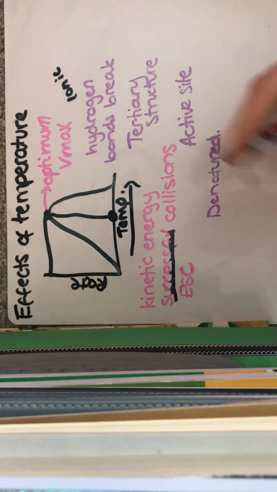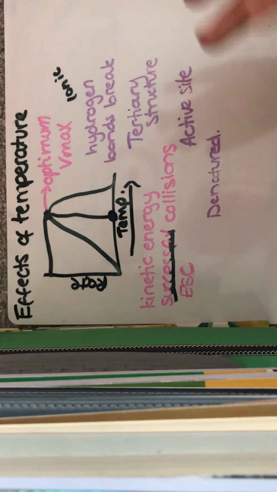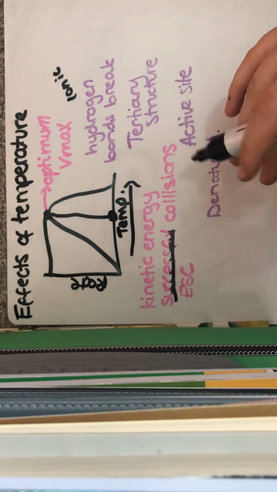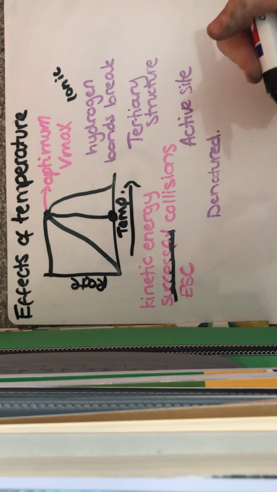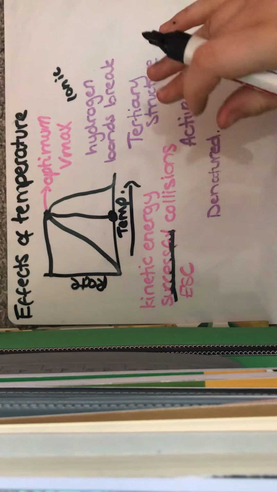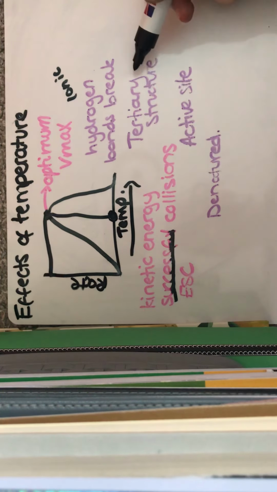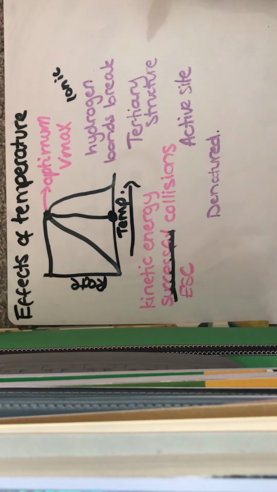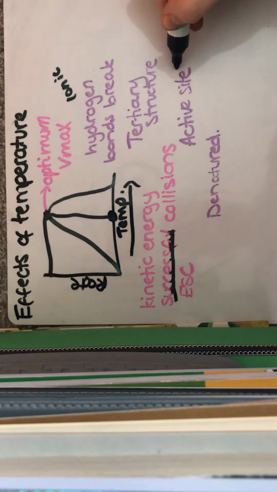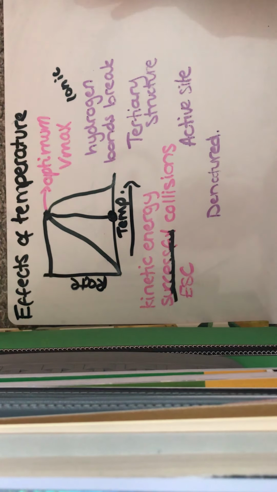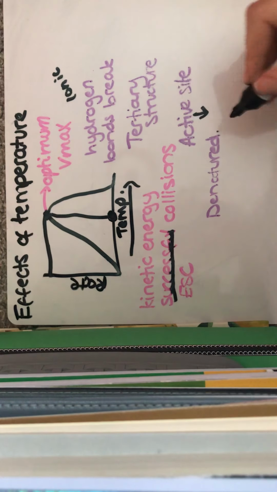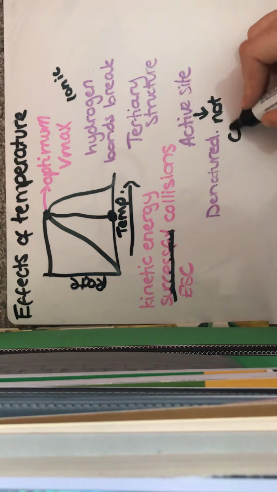because there'll still be a slightly complementary shape, but as we keep increasing that temperature, we're going to have more bonds breaking, and the tertiary structure of the enzyme is going to change. So the tertiary structure is changing, so then the active site will change shape, and it will change shape so that it is no longer complementary to the substrate.